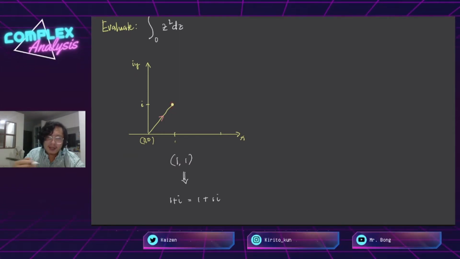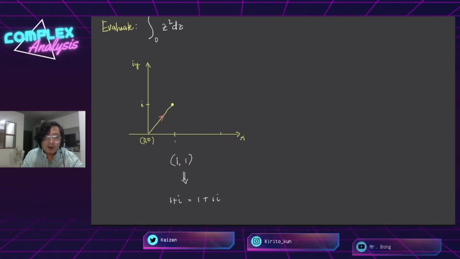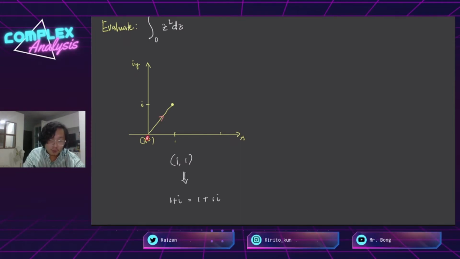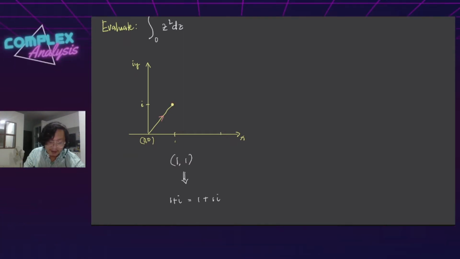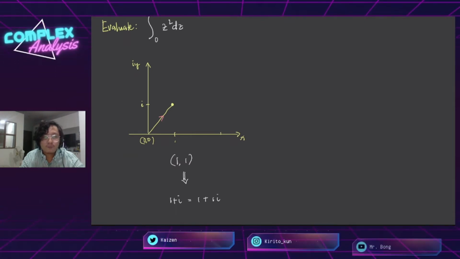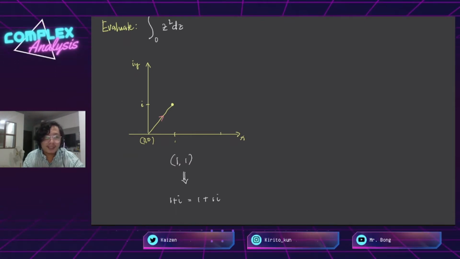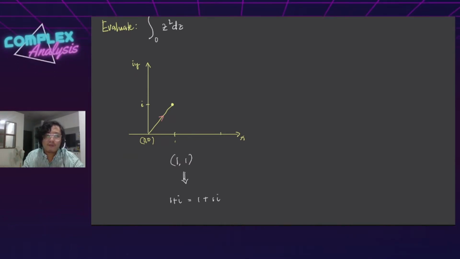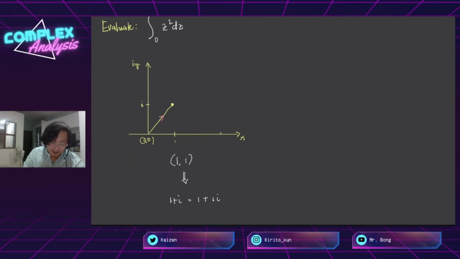So basically we're integrating along this path, this pink arrow, the line from 0 to 1 plus i. The arrow indicates the direction: we go from 0 to 1 plus i, and we're integrating along this line. So we have a complex line integral. What we want to do is parameterize this path.